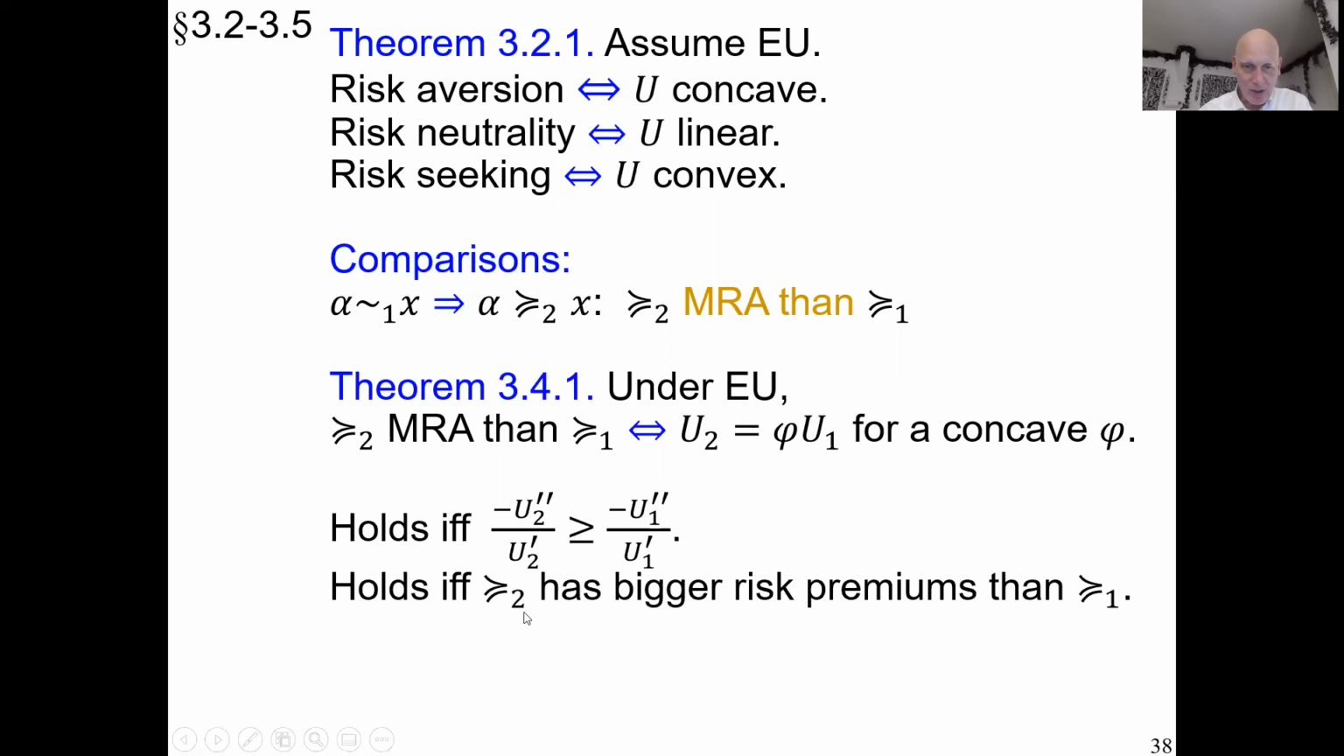Here is yet another formulation equivalent to what we saw already. Decision maker 2 is more risk averse than decision maker 1 if and only if decision maker 2 has bigger risk premiums than decision maker 1. The risk premium is defined for every lottery as the expected value minus the certainty equivalent. If a person is risk averse, then the certainty equivalent is always smaller than the expected value, so then the person has non-negative risk premiums. Risk aversion if and only if risk premium non-negative. And here, more risk aversion if and only if always bigger risk premiums.